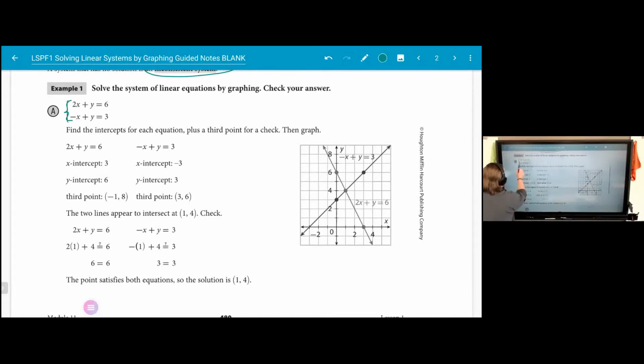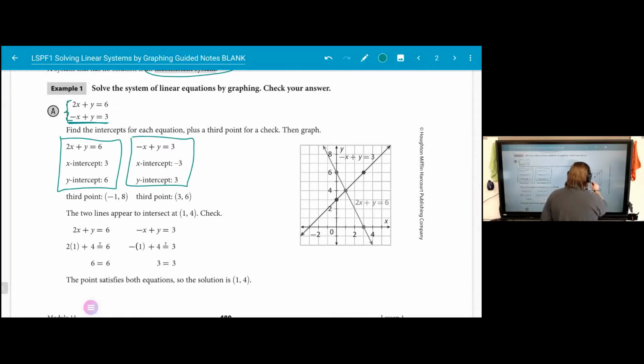If you see equations like this, you could absolutely do intercepts. Find the intercepts and graph them. That's what they did. They say find two points and then graph it, check it. Find the intercepts, graph each line independently, see where they cross. That is absolutely one way.